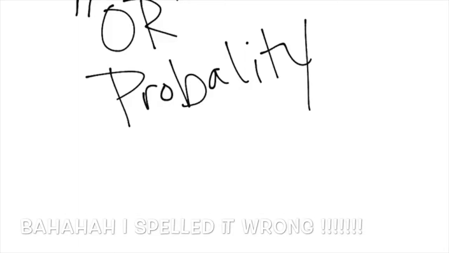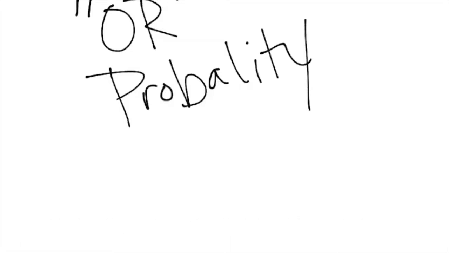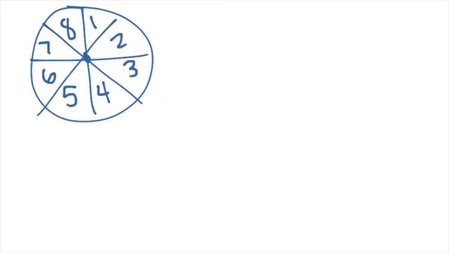Now let's do OR probability, which is a type of compound probability that you use when you see the word OR. Let's say you spin the spinner and you want to find out the probability of spinning an even number or a number less than 3. So I'm just going to make a quick T-chart and throw the two categories up there.